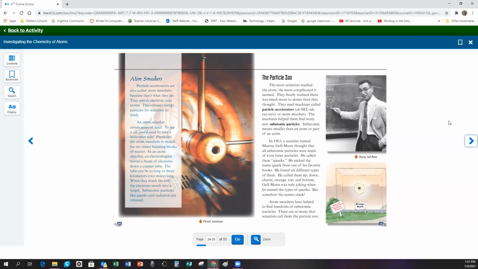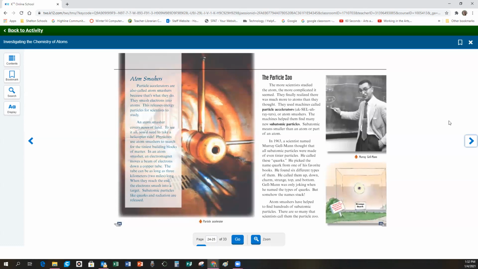The particle zoo. The more scientists studied the atom, the more complicated it seemed. They finally realized there was much more to atoms than they thought. They used machines called particle accelerators or atom smashers. The machines helped them find many new subatomic particles. Subatomic means smaller than an atom or part of an atom.